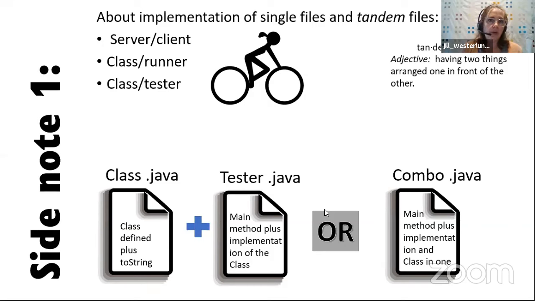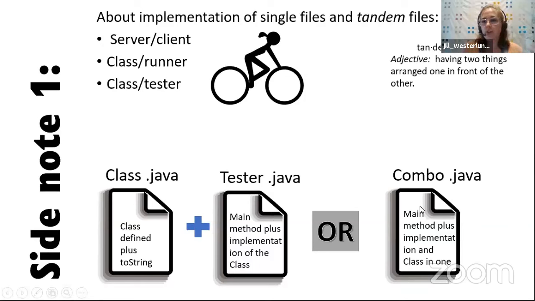You might also hear that called server client. I think Mr. Schultz used that terminology last week. Class runner, class tester. The class would be our animal, like I've shown you on the previous slides. And then you might have a completely separate Java file where you have your tester code, your main method sits there, and you actually implement things there.